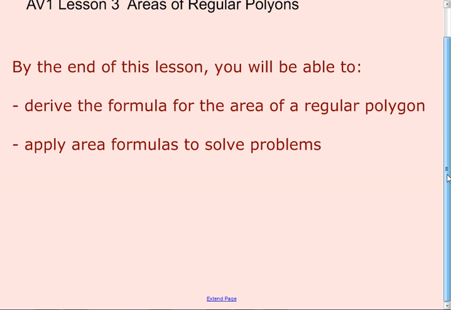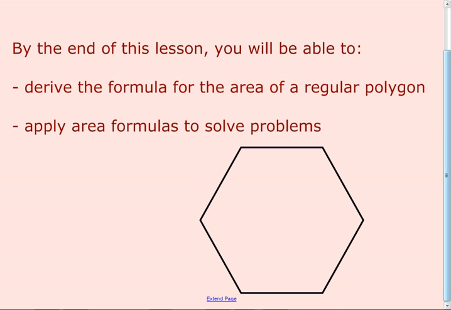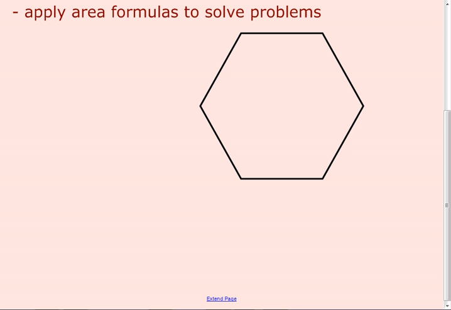Now, I'm going to start with a regular polygon on this slide. Everything is on the next slides, but I'm going to start with a hexagon. And we have to remember what regular means. Okay, equilateral, which means all the sides are equal.